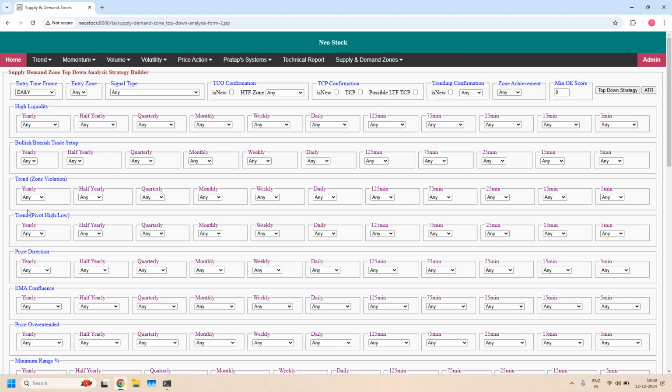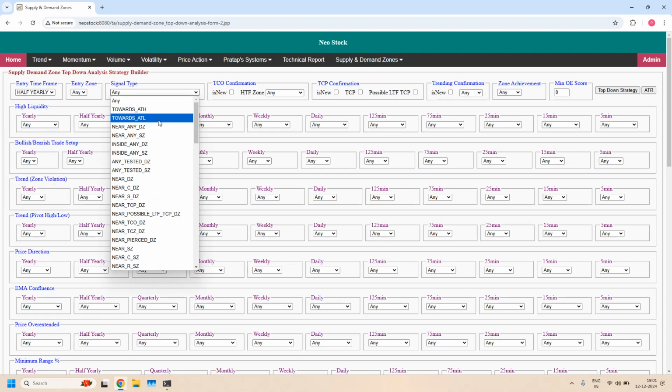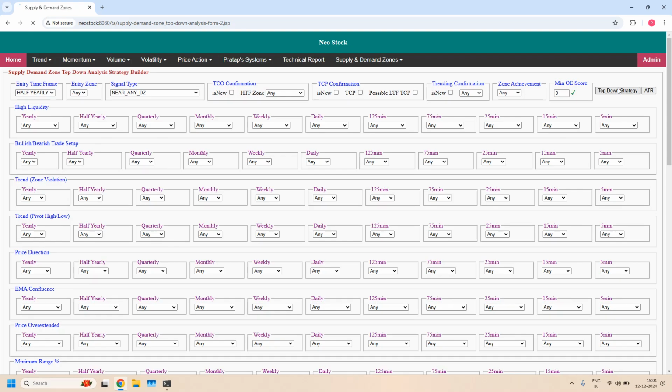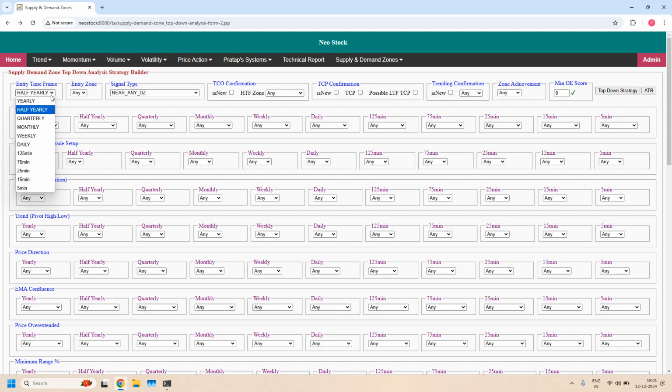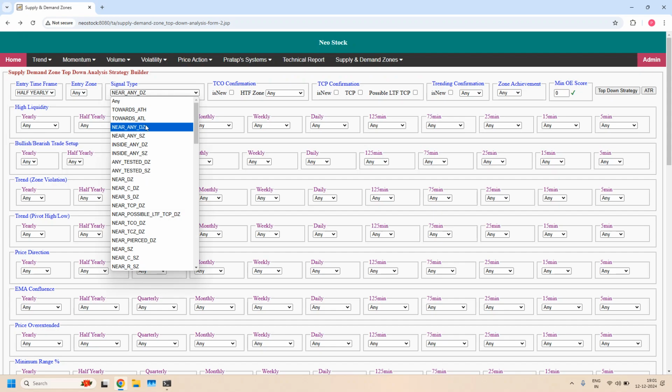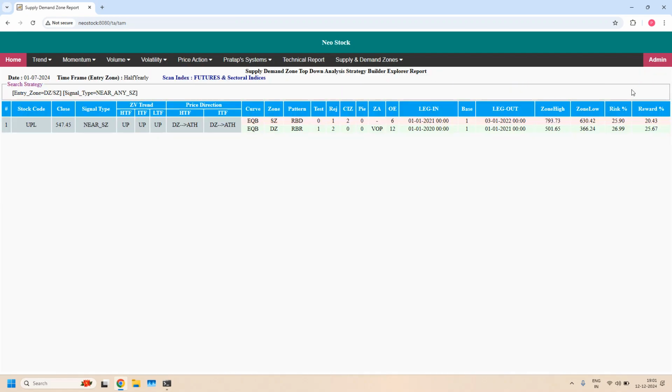Okay, now let's start the generation of different reports related to price near demand and supply zones for different time frames. Starting with half yearly time frame, stocks near half yearly demand zone. We did not find any stocks. Next, half yearly time frame, stocks near half yearly supply zone. One stock is filtered. I'm giving you only few seconds time to watch the report.